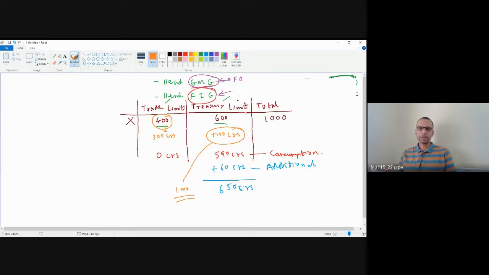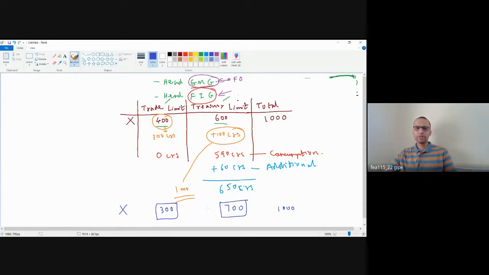At that time, FIG is going to give a temporary approval to move 100 crores from trade to treasury. So now your revised framework would look something like this. This will come down to 300 and this will go up to 700. Your total still remains 1000. So this is how your temporary limits are transferred, and this will continue for 1 month. After 1 month, these will reverse back. So 300 will move up to 400, and 700 comes down to 600, which are our original limits.